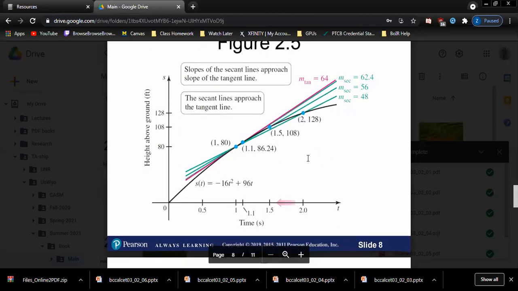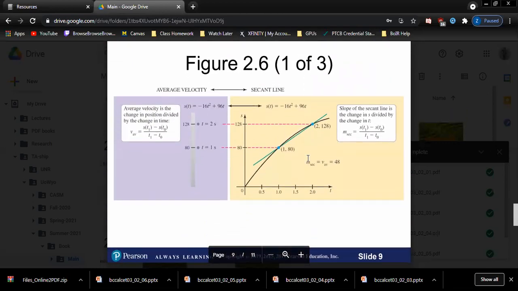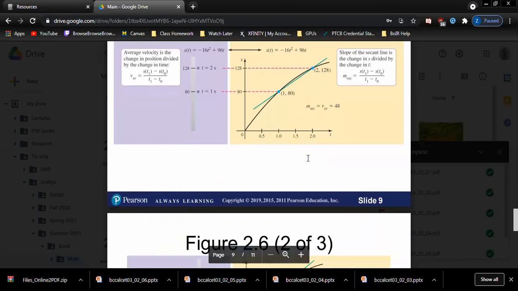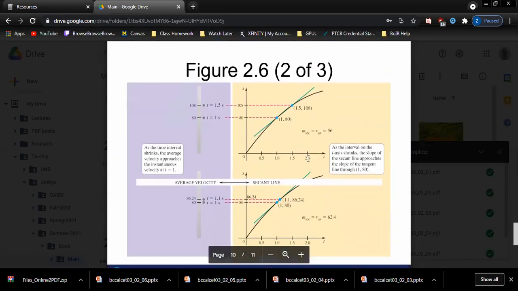Okay. Here you go. Where is that? Excuse me. Yeah. So this is the graph I was talking about.